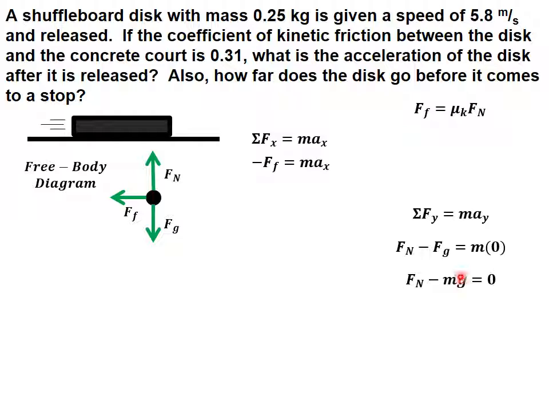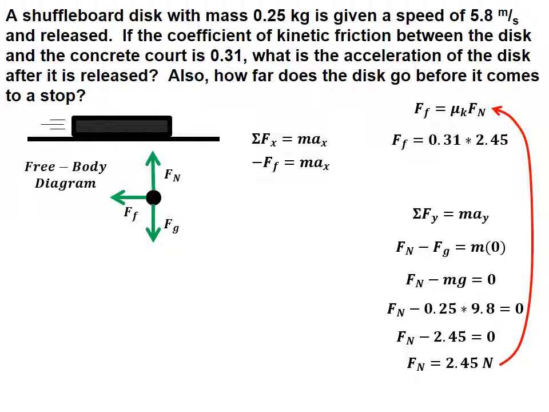The force of gravity is going to be equal to mass times the acceleration due to gravity. We have an equation for that. The mass is 0.25, and the acceleration due to gravity is 9.8. So we multiply those together, we get 2.45, and then take that 2.45 to the other side, and we find that the normal force is equal to 2.45 newtons. All right, so now that we have our normal force, we can plug that in and find the force of friction. Our 0.31 times 2.45 gives us our force of friction, which is equal to 0.7595 newtons.